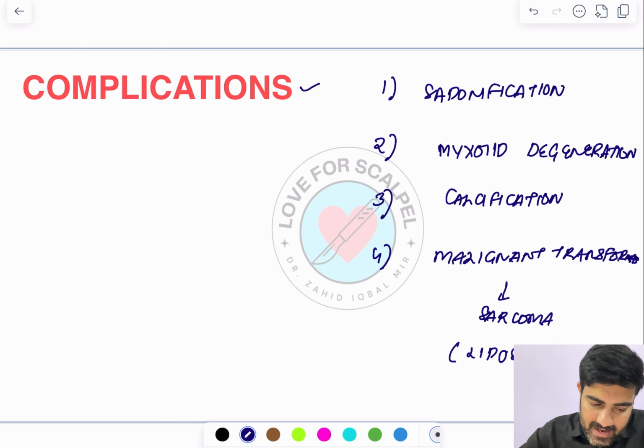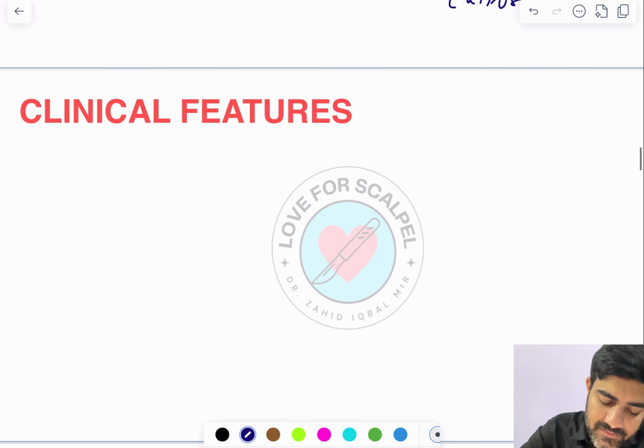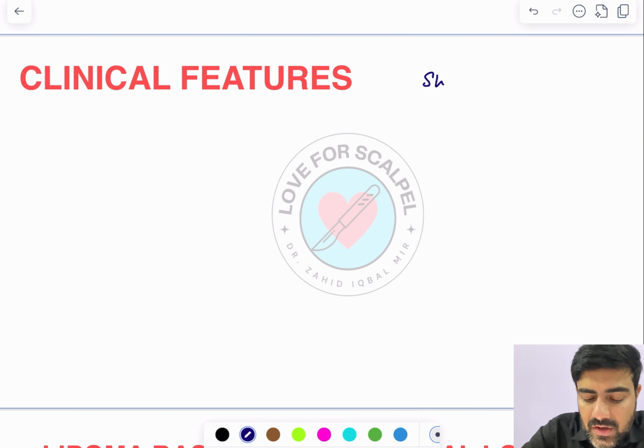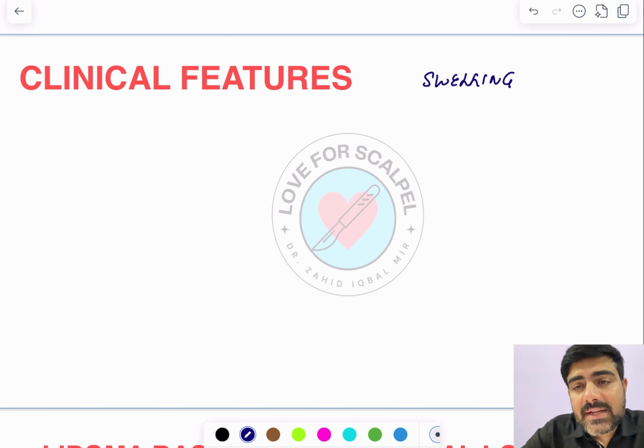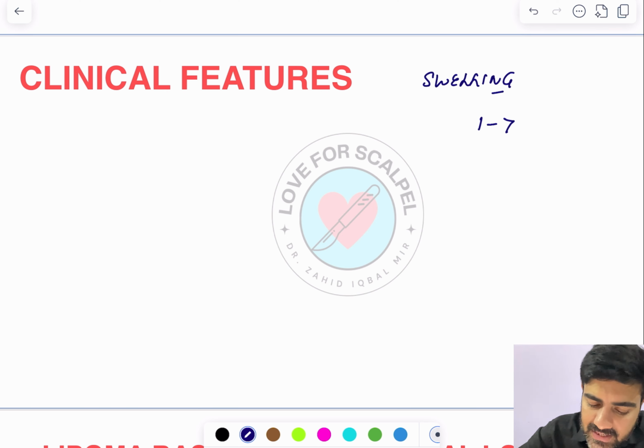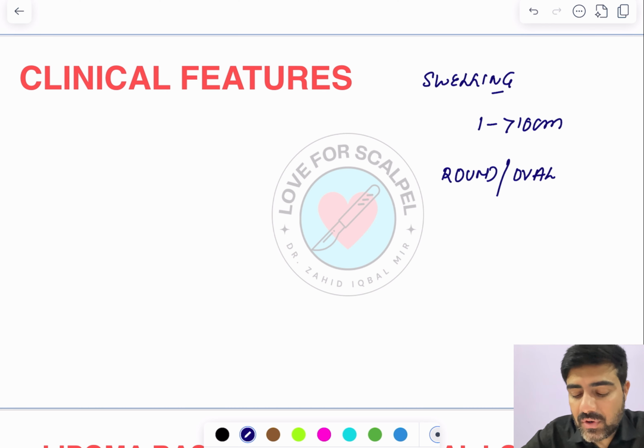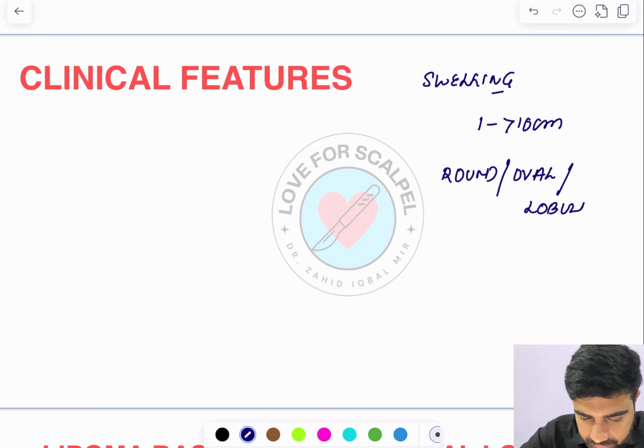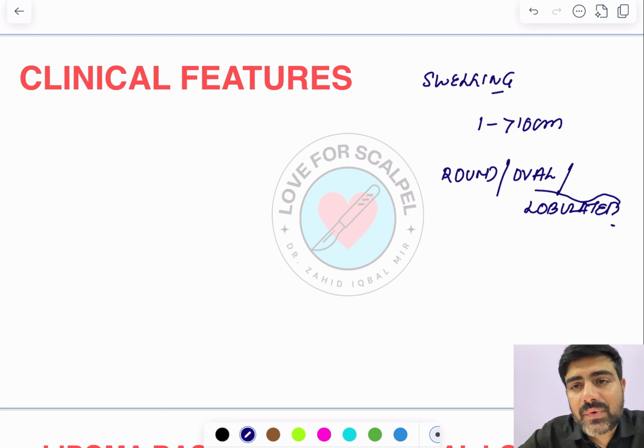Complications of lipoma. And then besides, we have these clinical features. In clinical features, we have swellings. If we are talking about subcutaneous lipoma, we have swellings in subcutaneous area. They may be 1 to more than 10 centimeter in size. They can be round, they can be oval, or they can be lobulated also. And this lobulation appears on firm pressure over the swelling.